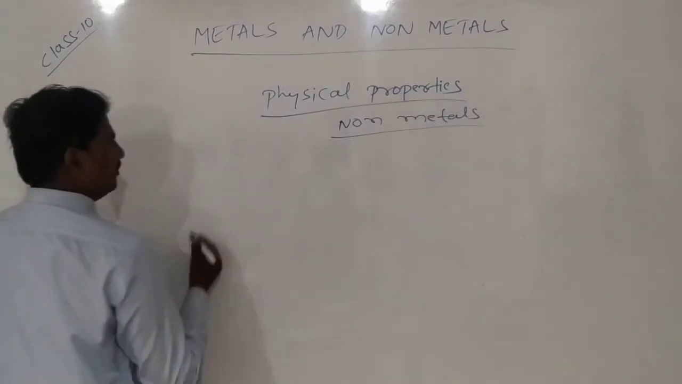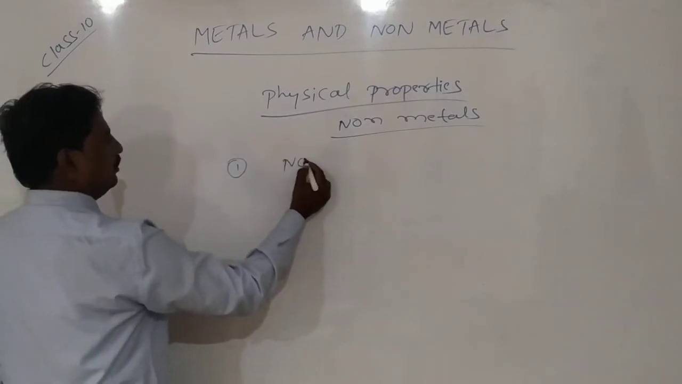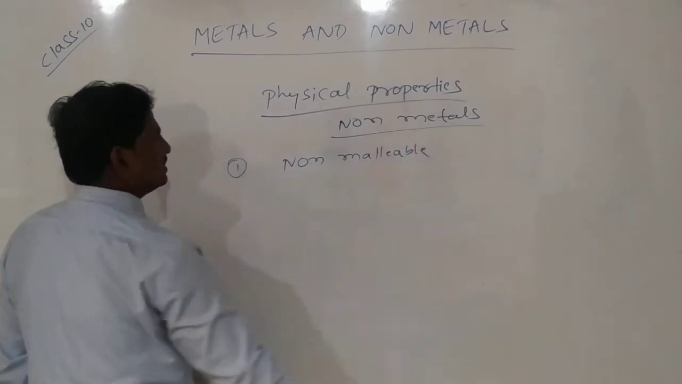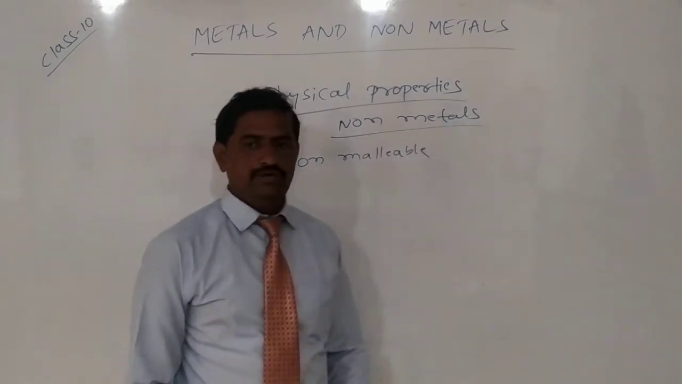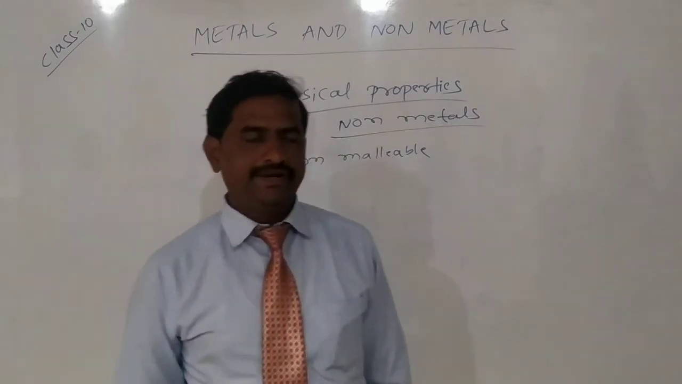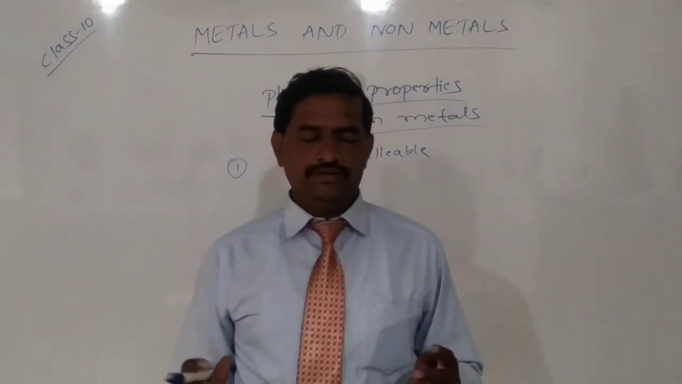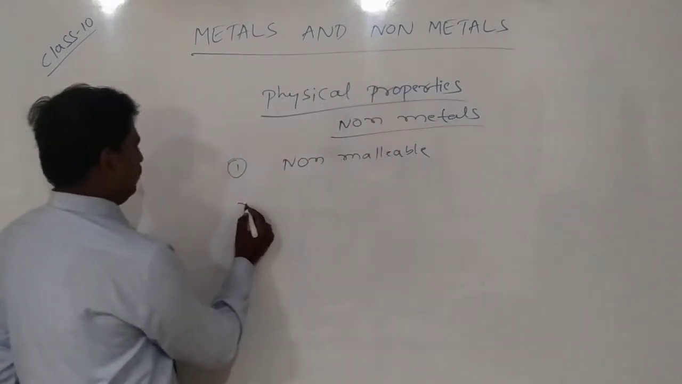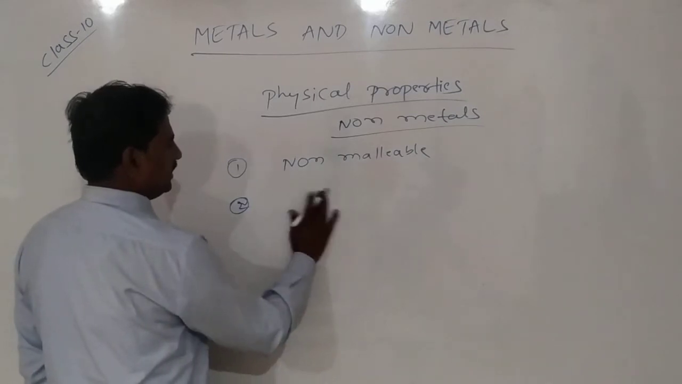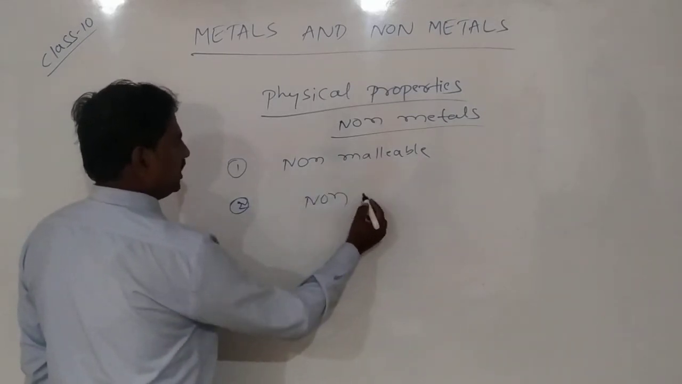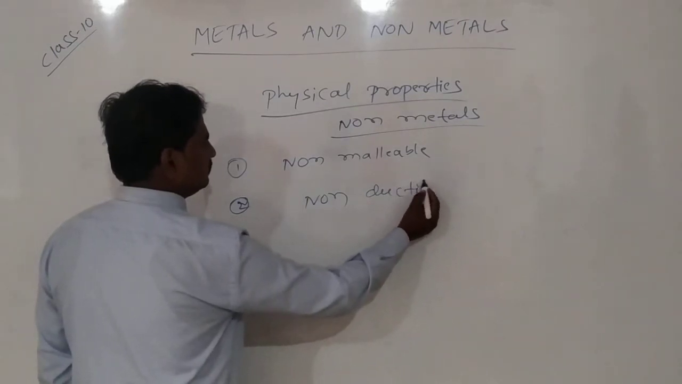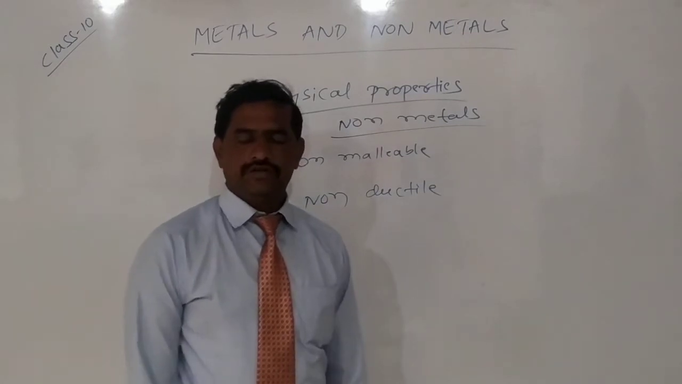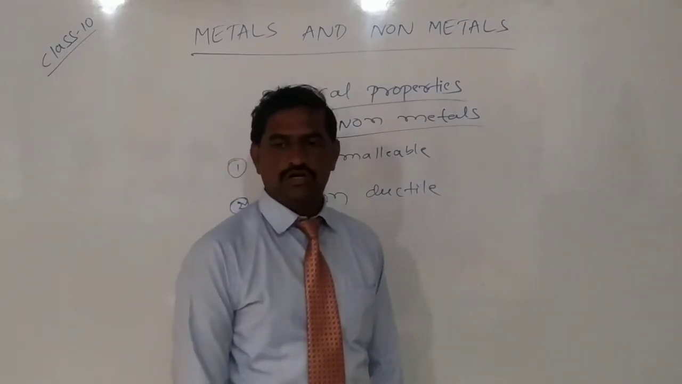Okay, so the physical properties are: non-malleable. Non-metals are non-malleable. Non-malleable means they will not be made into thin sheets. When beaten, they will break. So that property is non-malleable. And second, non-ductile. Non-metals are non-ductile, which means they will not be drawn into wires. So that is non-ductile.